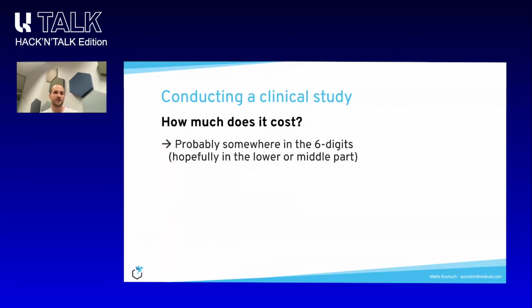And this is not even that optimistic, this is something you should really expect. Studies basically don't have an upper border. It can always be more expensive, but you should definitely calculate 6 digits. So plan on that while talking to investors.